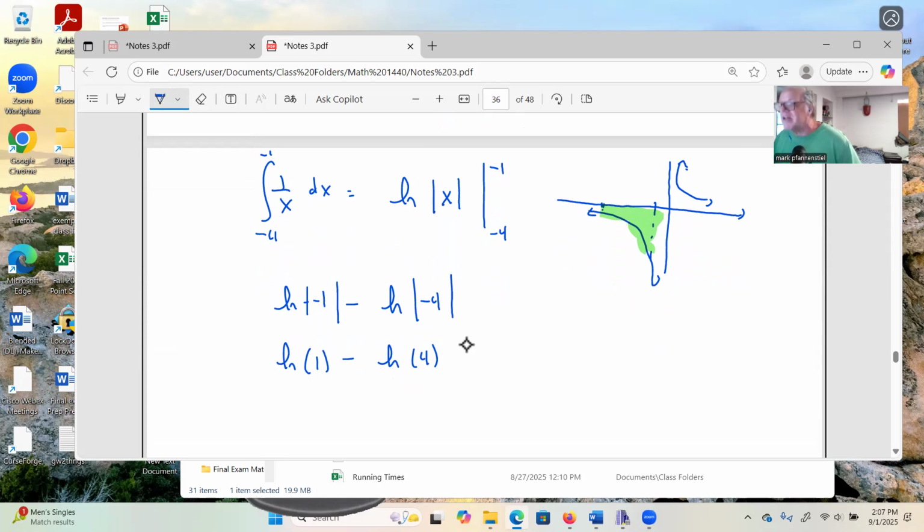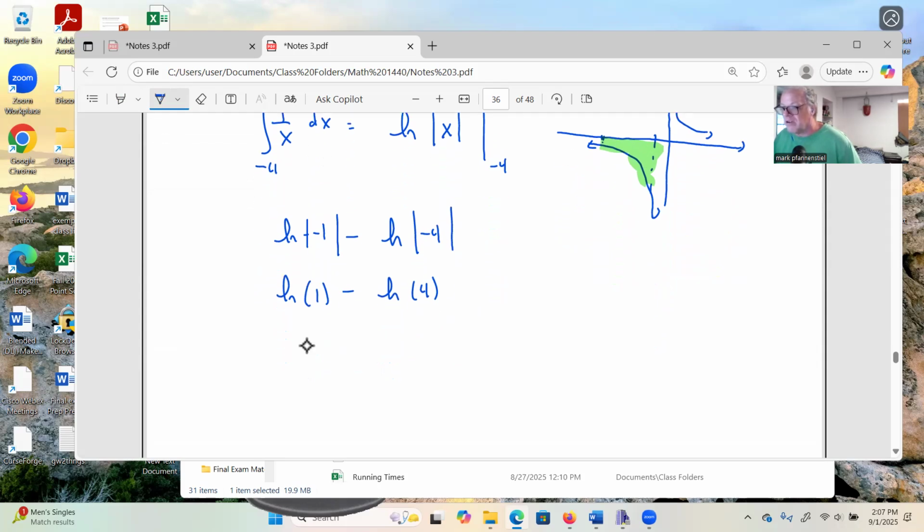That's all that happened. Going back to your rules of logarithms, remember the natural log of 1 is 0. If you put that in the calculator, that's just fine. And we actually end up with negative natural log of 4. And we can go ahead and type that out.